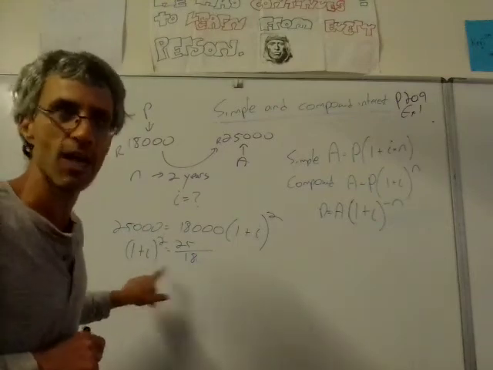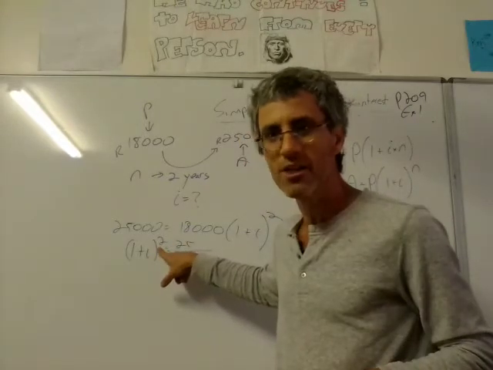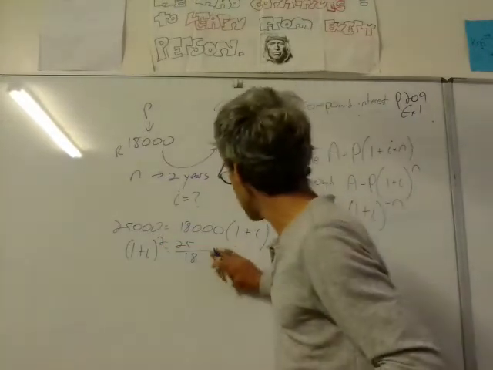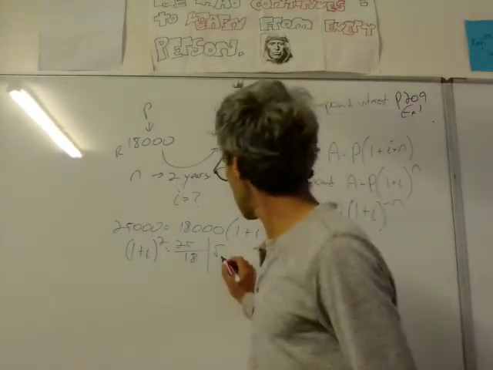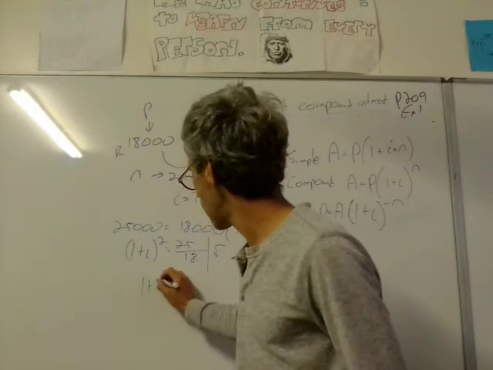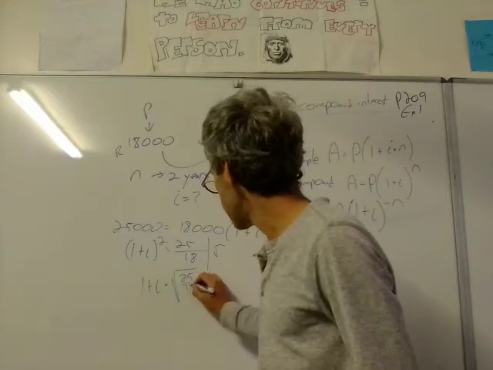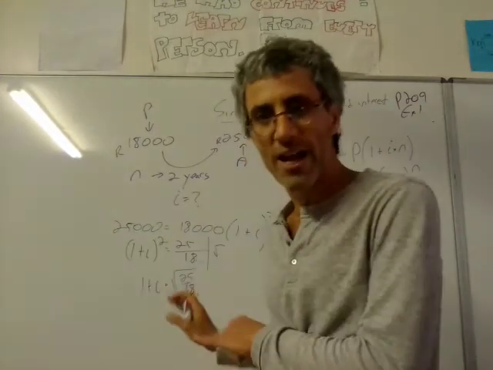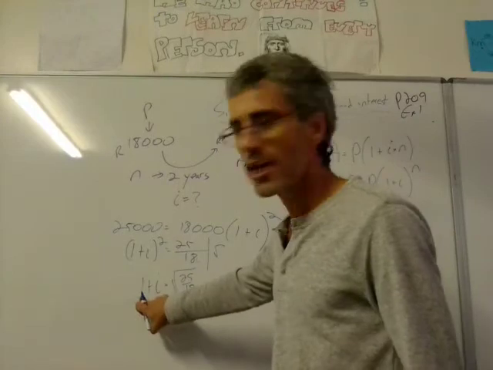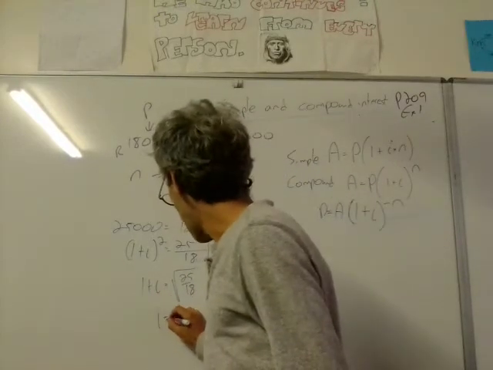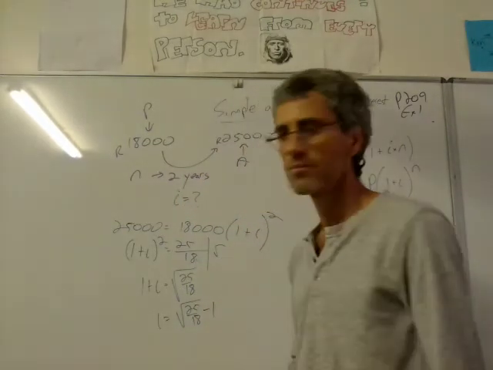Now, what am I trying to find out? I'm trying to find out I. But I can't do that right now because I've got that square. So I need to get rid of that square. How would I get rid of that square? Correct. We're going to square root both sides of the equation. So square rooting the square is simply going to be 1 plus I. And then I just need to square root 25 over 18. At this point, I'm not going to put that in the calculator because I don't want to round halfway through the exercise. But now, I just got to get rid of that 1. So I is going to be the square root of 25 over 18, minus 1.